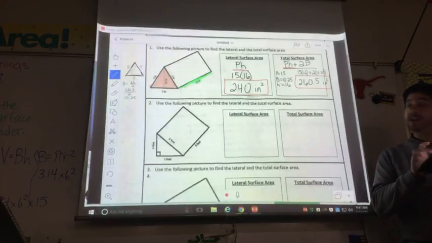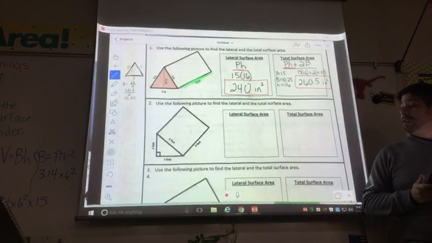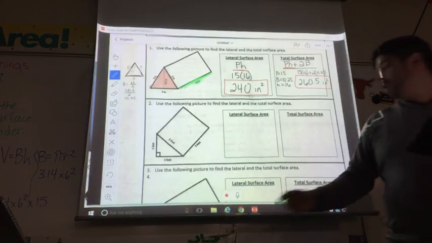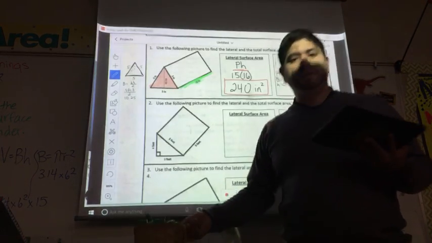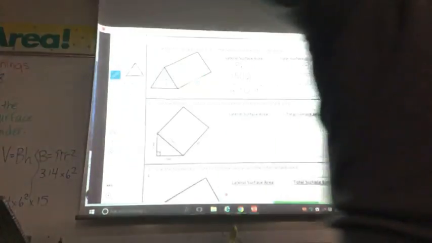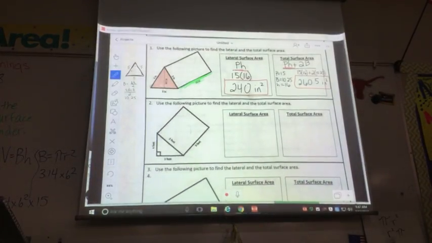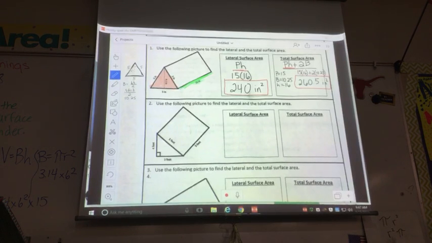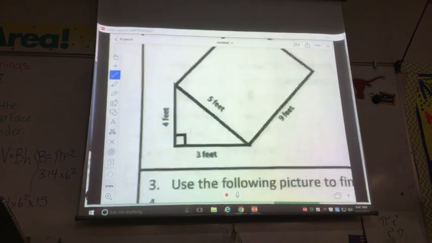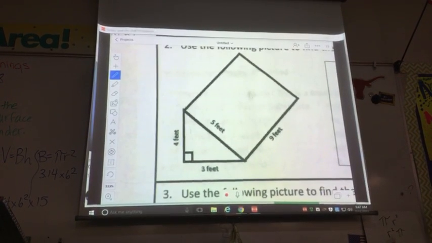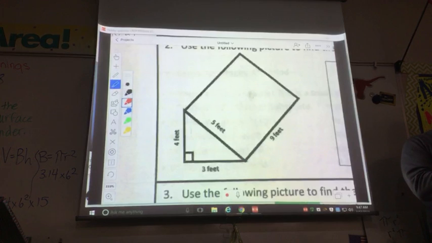So let's go down here to number 2. If we all want to come get a highlighter, we use a highlighter for this one. If you want to come get one, they're up here. You can get a pink one to highlight the base, and then a green one if you want to highlight the height. Okay. So I'm going to go ahead and do that first on here. Can you give me a green one? Got that. So let's highlight the base.